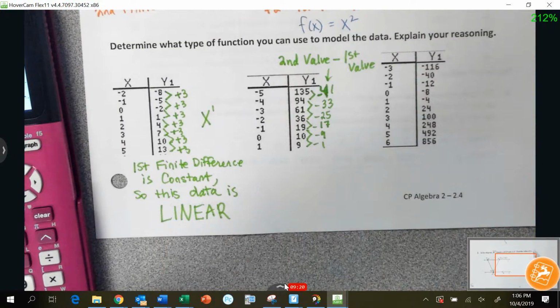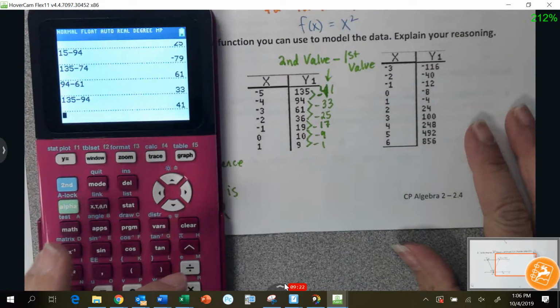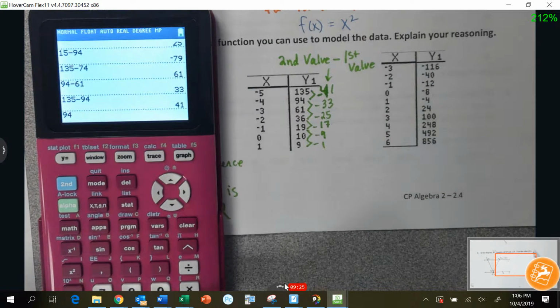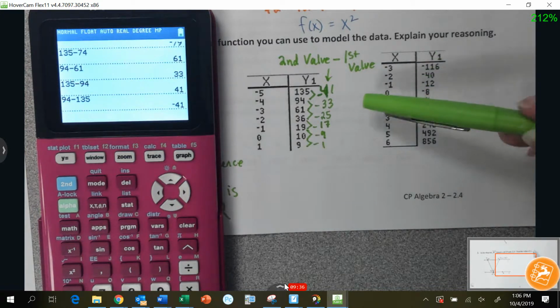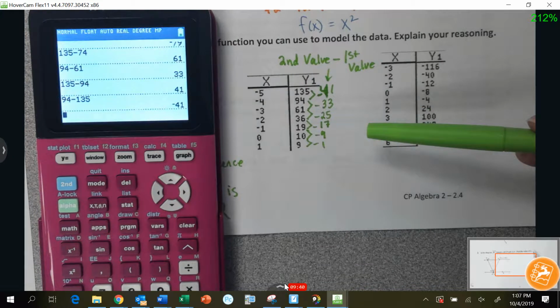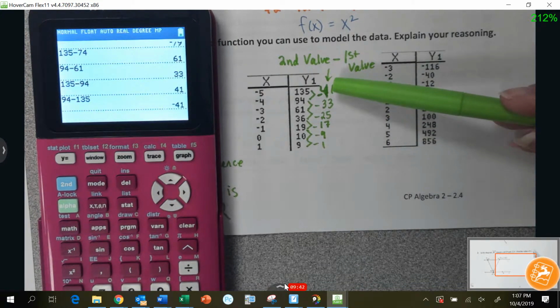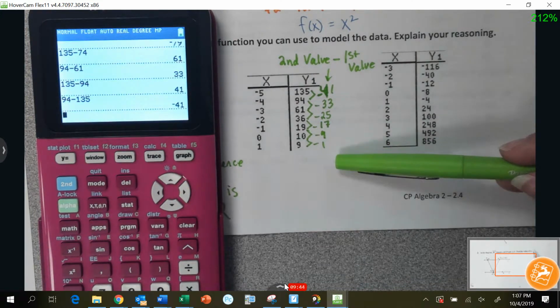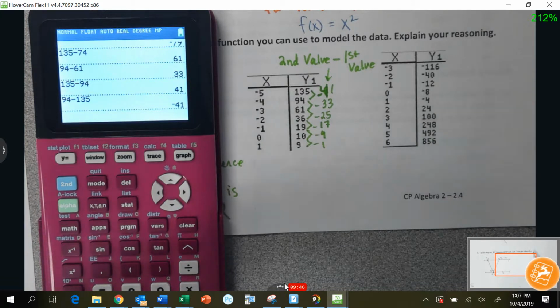If you're using your calculator, you're going to take the second value, 94, and subtract the first value, 135, and that's where it's going to give you the correct sign. But I'm combining using my calculator and at the same time just noticing they're going down, so it's subtraction. Now, are these constant? No. So we're going to do it again.